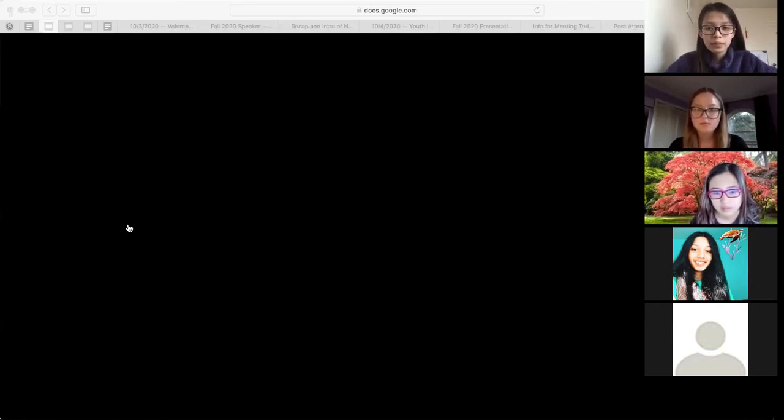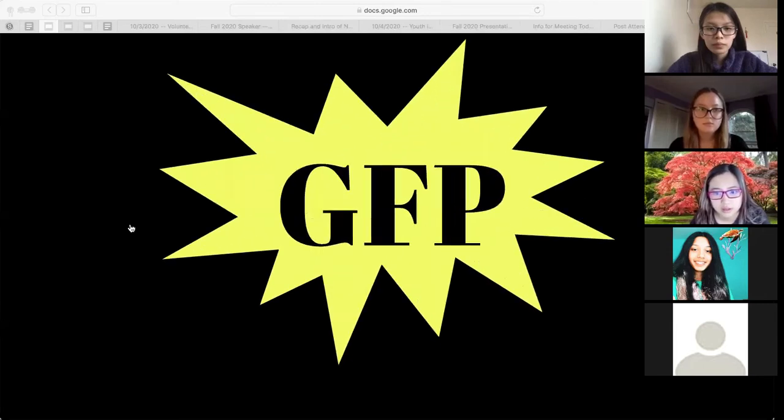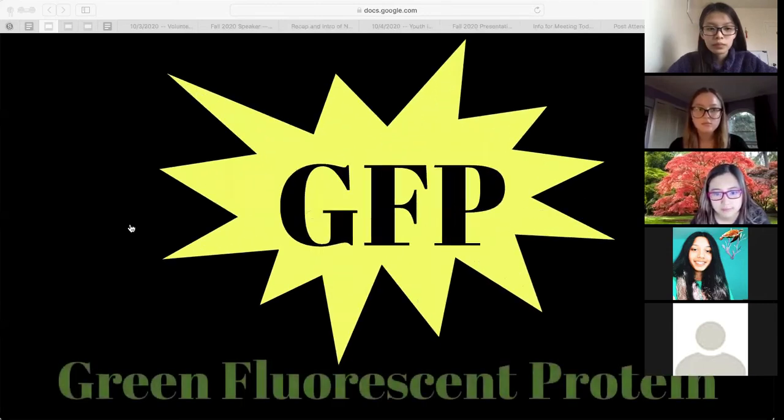In order to make things glow, we need to use a section of DNA that is so special it has its own specific name. We call it GFP. GFP stands for green fluorescent protein. And this makes sense because all the animals that we previously saw were green and they all glowed. Okay, so let's see how we can use what we learned about gene editing to make animals glow.